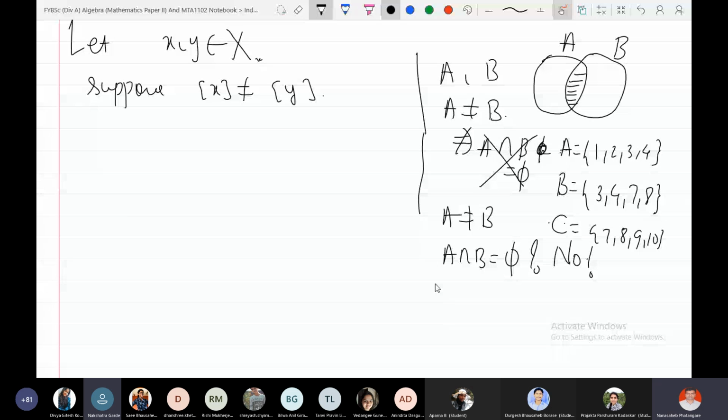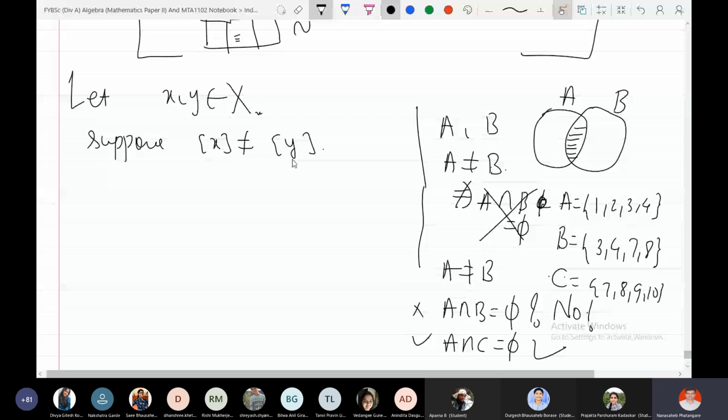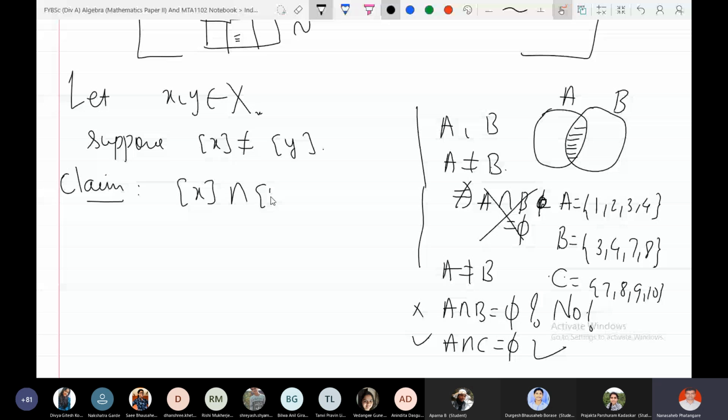A intersection C is empty. This is true, and this is not true. So when I say two sets are unequal, it does not imply they are disjoint. But when I say two classes are not equal, they are clearly disjoint, that is happening in this case. So what is our claim? Intersection of these two classes is empty.